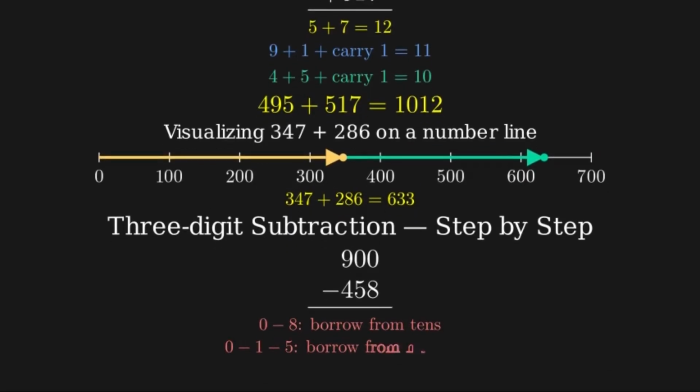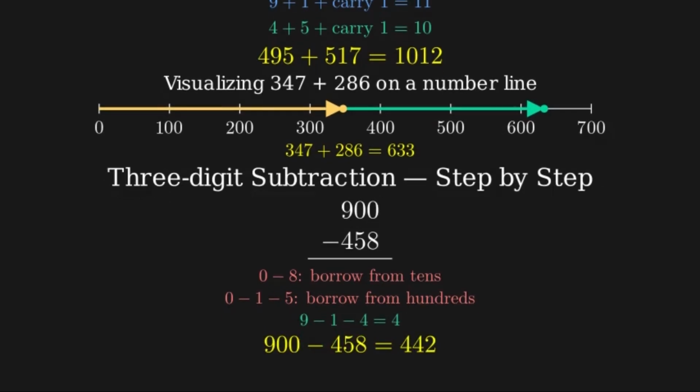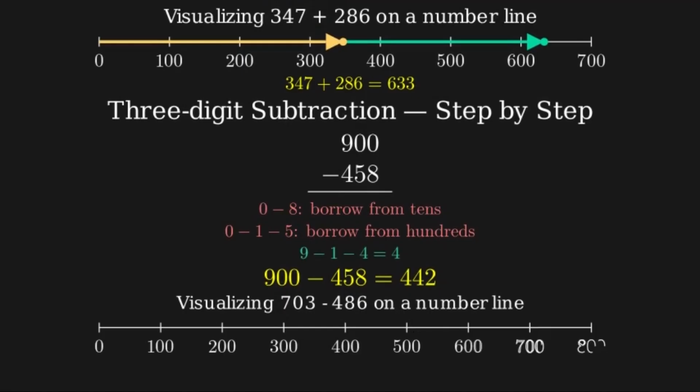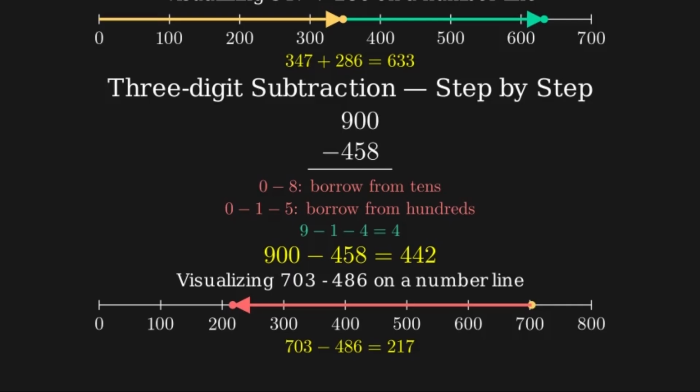Now handle the tens place, remembering any borrow. Finally, subtract the hundreds place, including any borrow from the tens. Write the final result. We'll also visualize one subtraction on the number line. For 703 minus 486, start at 703 and jump back by 486 to land at the answer.